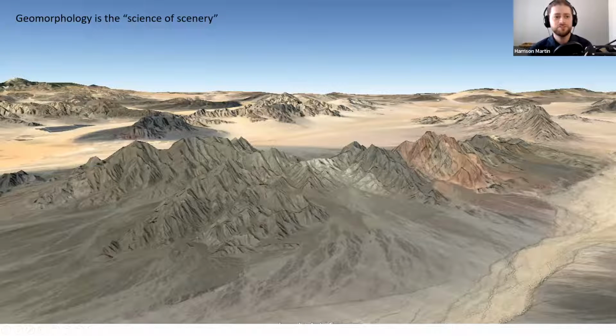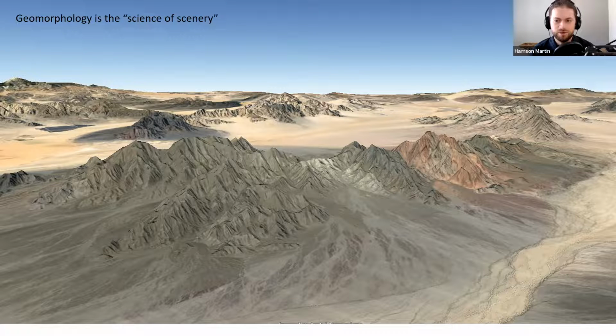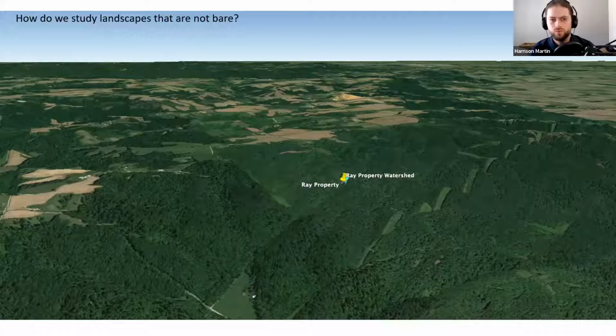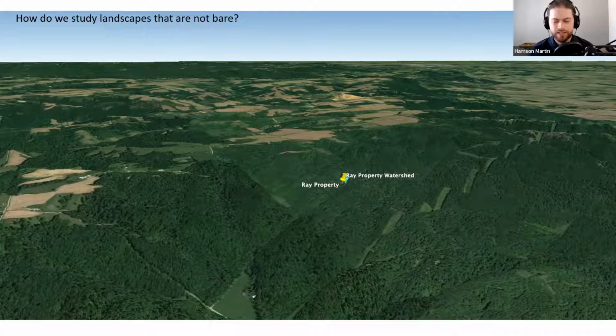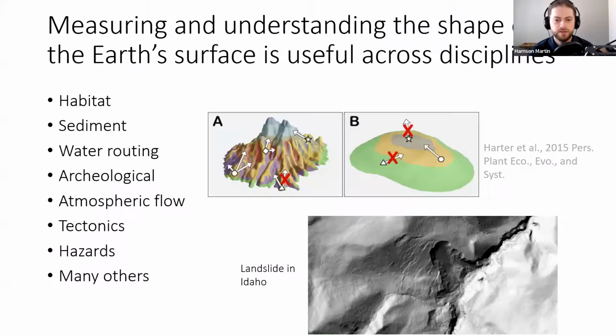So to get started, geomorphology is the science of scenery. It's all about landscapes: the surface of the Earth, how it changes shape over time, and the processes that drive that change. We're interested in studying these for a variety of reasons, but it's one thing to imagine studying landscapes in a barren setting. What do you do when there's trees in the way? How does vegetation affect our understanding of the Earth's surface? That's going to be a motivation for today's talk.